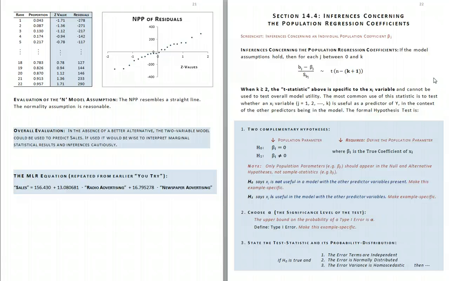In this section, we develop and practice the two most common applications of this T statistic. The first is a hypothesis test for the utility of the specific xj independent variable in the context of the multiple linear regression model. That is, in the context of the other independent variables being present in the model. The second application is to obtaining a 100 times 1 minus alpha % confidence interval for the true value of beta j, again in the context of the multiple linear regression model.